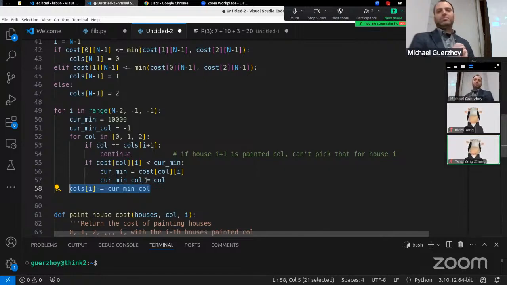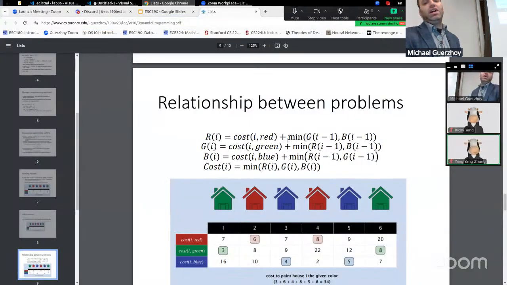Okay. Is that making sense? So I'm going column by column. I have my RGB, and I'm just saying pick the one with the smallest of RGB. Here, pick the one with the smallest RGB that doesn't conflict with what I've already decided about house 6. Pick the one that's the cheapest and that doesn't conflict with house 5, and so on.